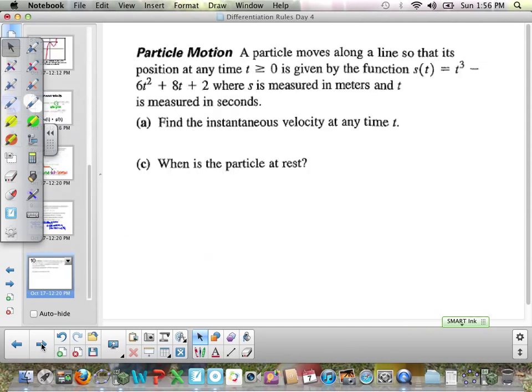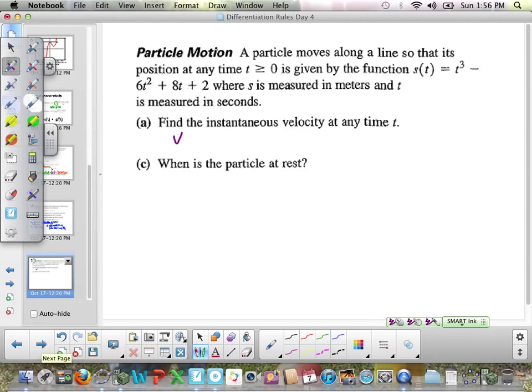One more set of examples. A particle moves along the line so that its position at any time t greater than 0 is given by the function s, where s is in meters and t is in seconds. Units are important. Find the instantaneous velocity at any time. Instantaneous velocity, you should think, oh, derivative. So let's find our derivative. V of t, or s prime, however you choose to label it, should be 3t squared minus 12t plus 8, and then the derivative of 2 is 0, so we don't need to write it.